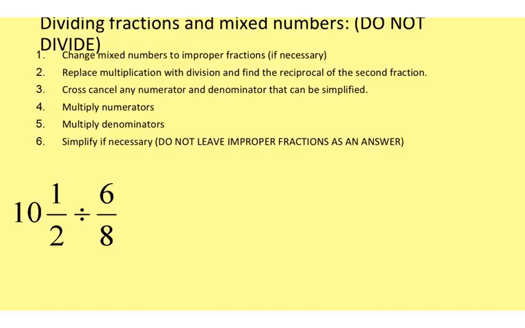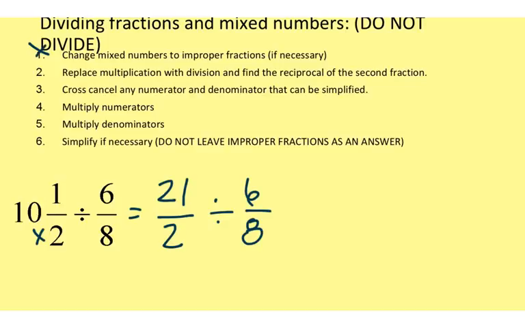All right, just keep going through the steps. If you write these steps down, when you start working on your practice tomorrow, you'll be able to look at the steps and follow along and get used to doing each of those steps. So the first thing I want to do is change mixed numbers to improper fractions. Well, I have a mixed number, so I'm going to change that. 2 times 10 is 20, plus 1 is 21. So 21 halves divided by 6/8.